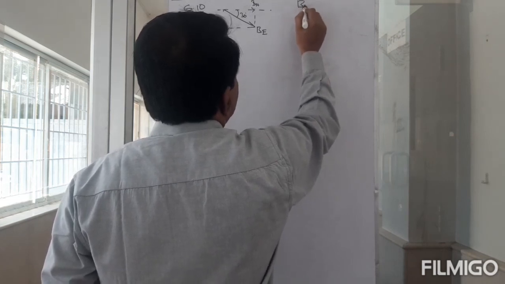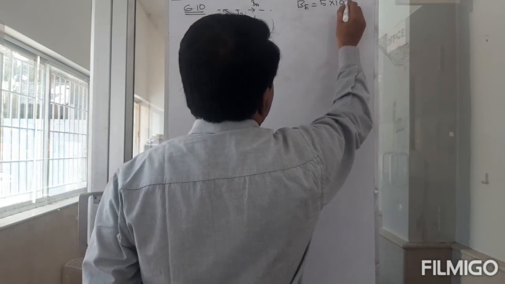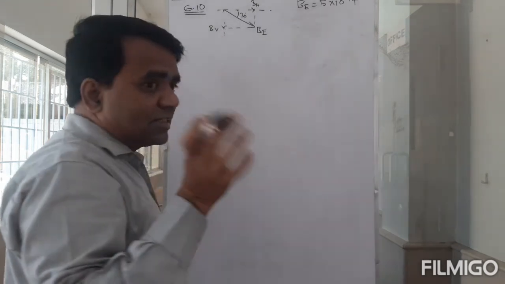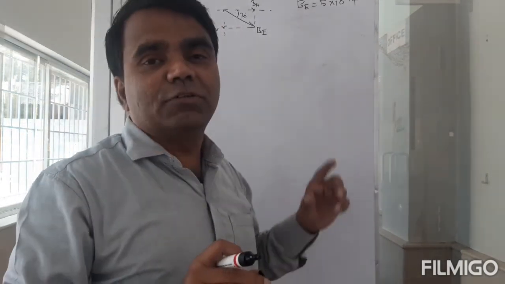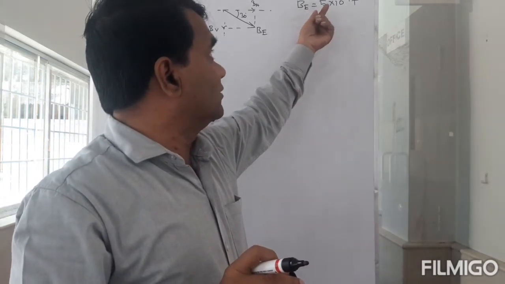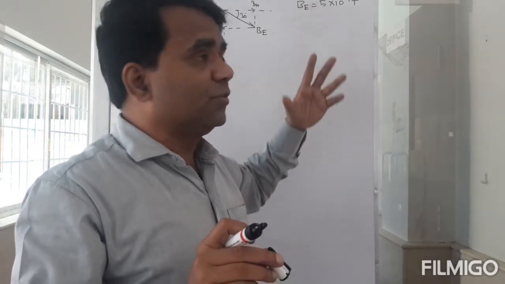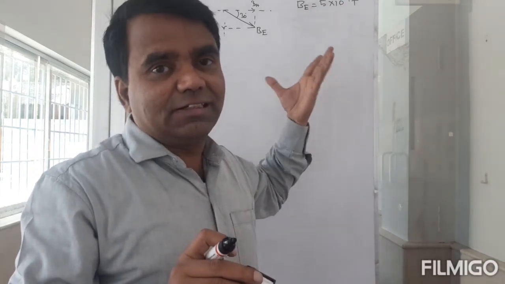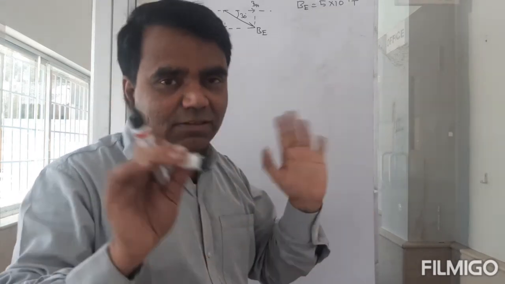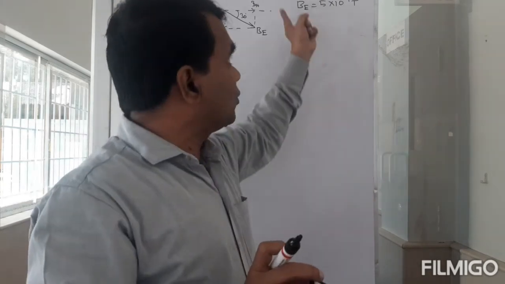So let's take B. BE is 5 into 10 power minus 4 Tesla. This is what is given in your book. I doubt it. This must be 0.5 into 10 power minus 4 Tesla, because you cannot have an Earth magnetic field which is 5 into 10 power minus 4 Tesla. It has to be 0.5. But I'm not going to make the correction. I'll go with this number. But I doubt this number.